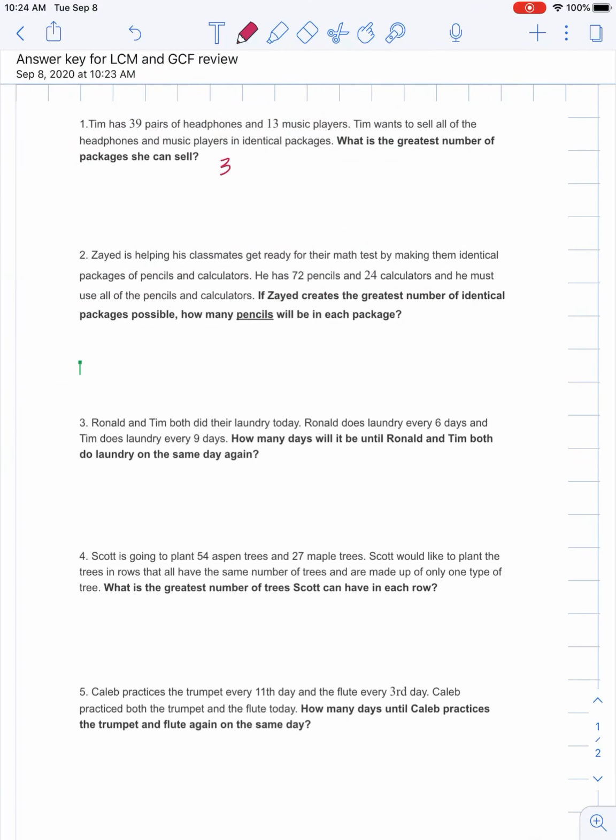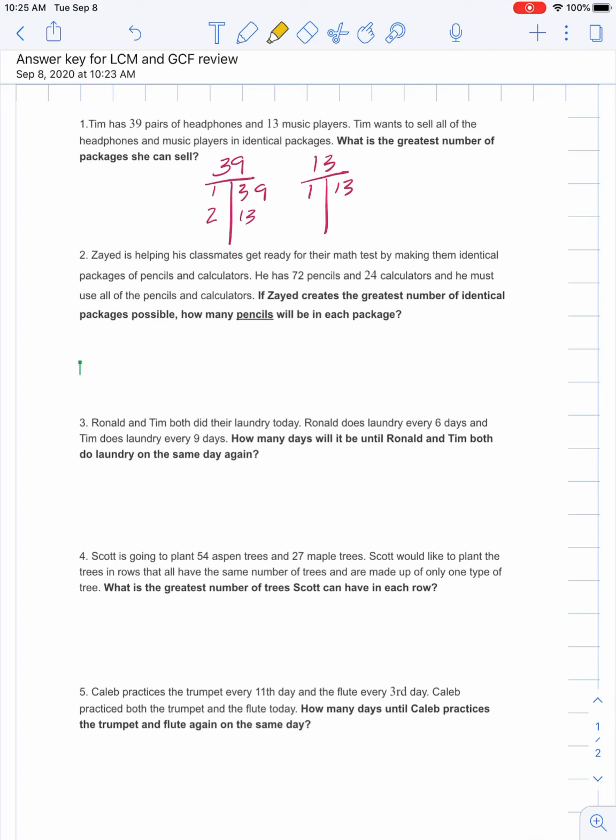So let's go ahead and factor out 39 and 13, right? Well, we can do 1 and 39. We can also do 3 times 13. And I think that's it for 39. And 13, we've got 1 and 13. And 13 is prime, so that's all there is.